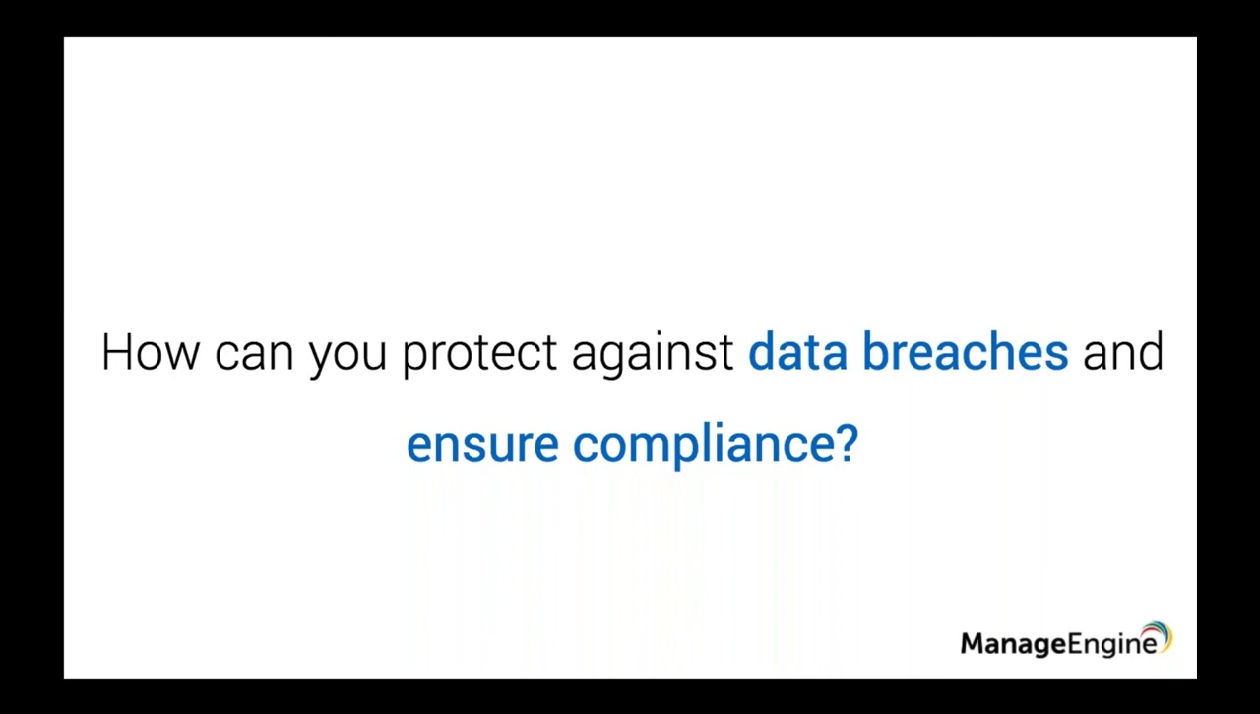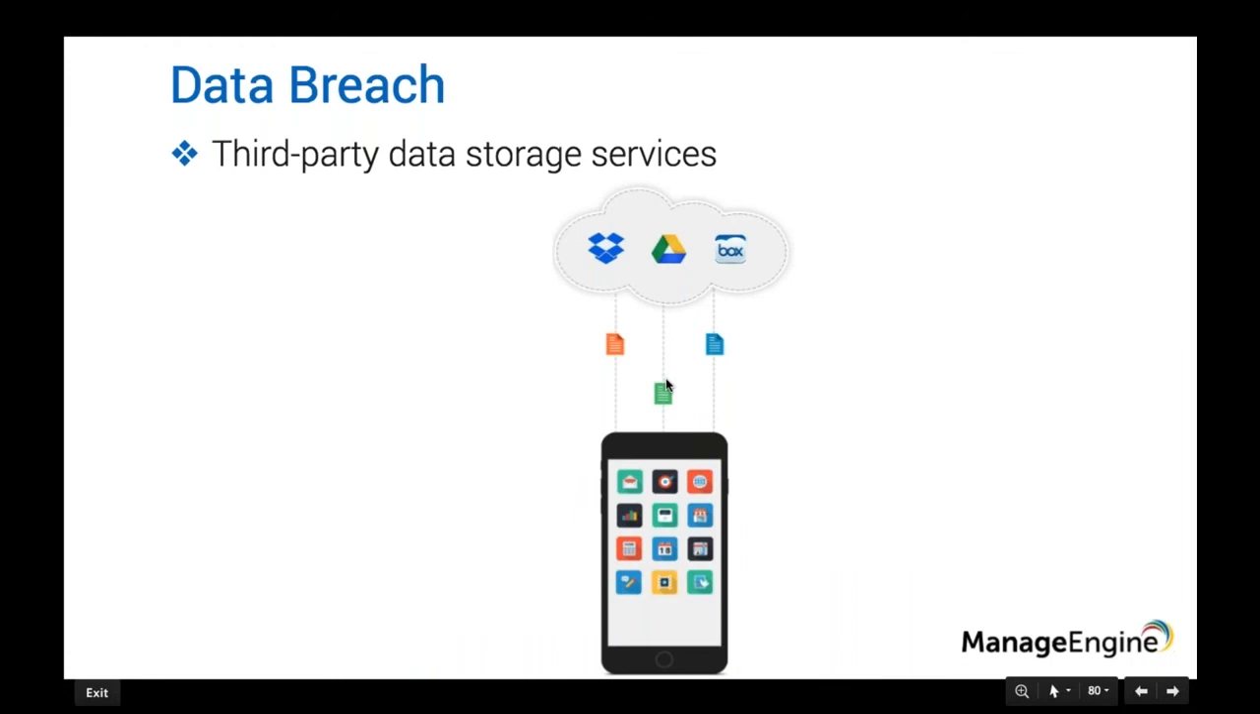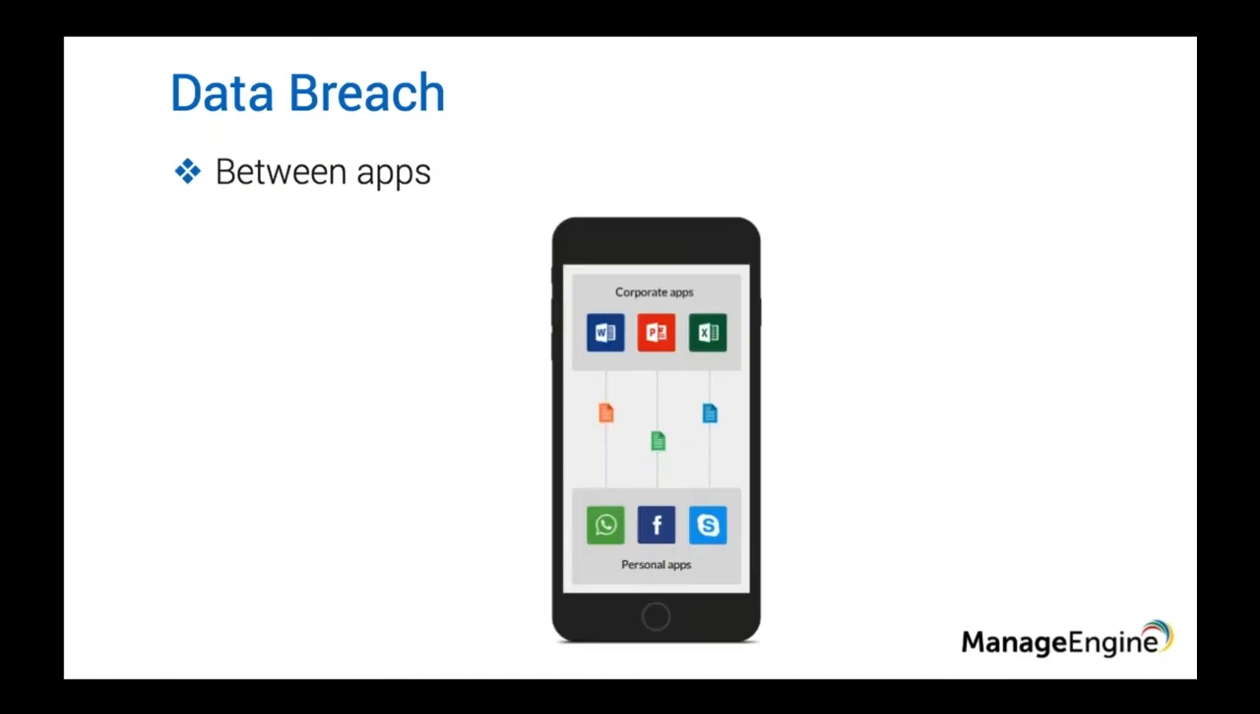So coming back to our scenario, how can you protect against data breaches and ensure compliance, especially since it is the season of GDPR? So how can a data breach actually occur? A data breach can occur between devices when you share confidential data through Wi-Fi, Bluetooth, or AirDrop. It can occur when the confidential data is stored in third-party services such as Dropbox, Box, or Google Drive. It can also occur between apps when the corporate data is shared or accessed by personal apps. The solution to this is containerization.